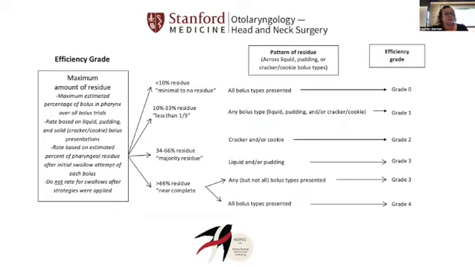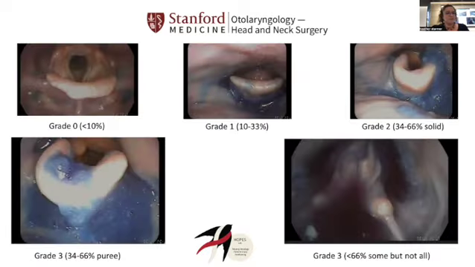So we looked at minimal to no residue being less than 10%, somewhere between 10% and 33% residue being a mild degree of impairment, and then moderate is up to about 66%, and then greater than 66%. But then again, we have to take into consideration the different bolus types that are being presented. So you can see that if we're seeing majority residue with liquid or pudding, that's going to be considered a higher grade than if we only see that with a solid bolus. And then the most severe residue is looking at, does it happen with every single consistency or just some of the consistencies?